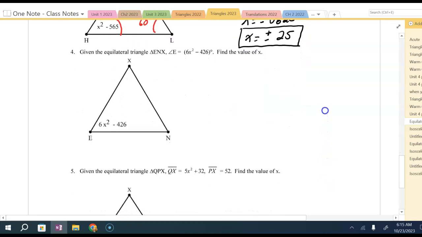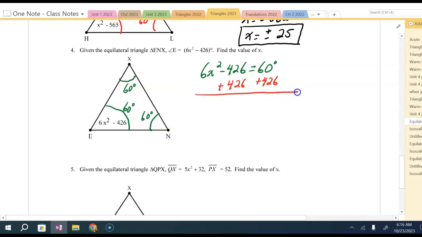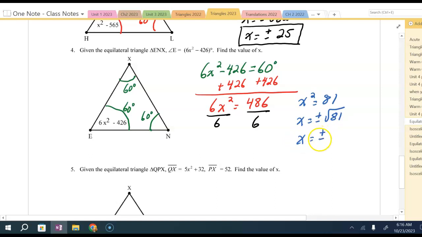And in the second to last example, number 4, it's very similar. All these angles are 60, but because the leading coefficient is not 1, there will be an extra step. So 6x squared minus 426 is equal to 60, because all the angles in an equilateral triangle are 60. We'll add 426 to both sides. Doing that on my calculator, I'll get 6x squared is equal to 486. We'll divide both sides by 6. Using my calculator, I get x squared is equal to 81. So x is plus or minus the square root of 81, which is plus or minus 9.